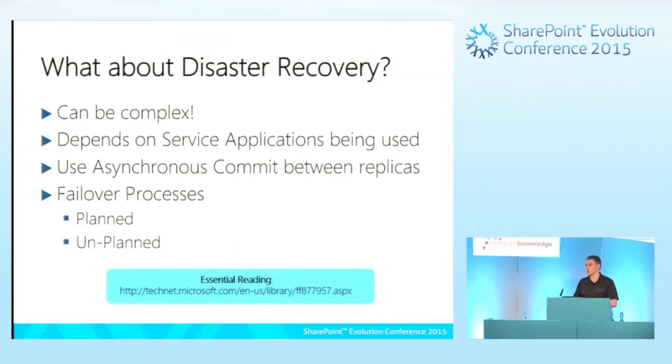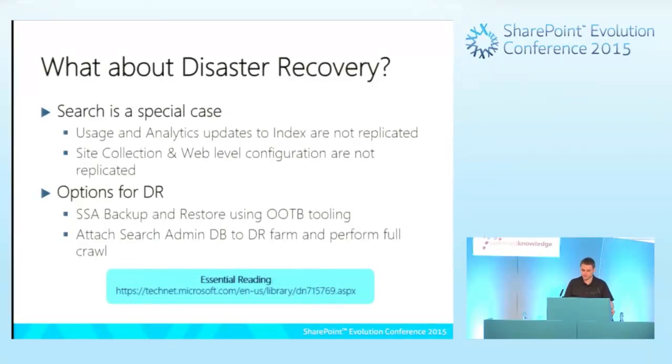There are 2 failover processes. Obviously, if you do have an option to fail over to DR, you'd like it to be planned and be able to know about disasters in the future. Unfortunately, in most cases, they're unplanned, in which case it's a slightly different approach that you need to take because you've not got the luxury of some of the options.